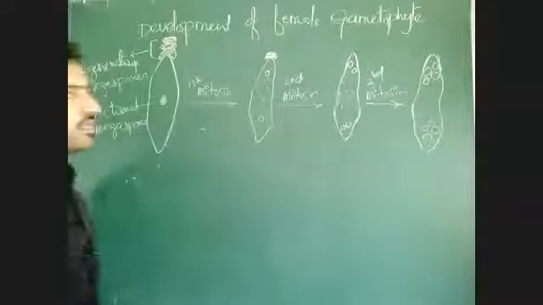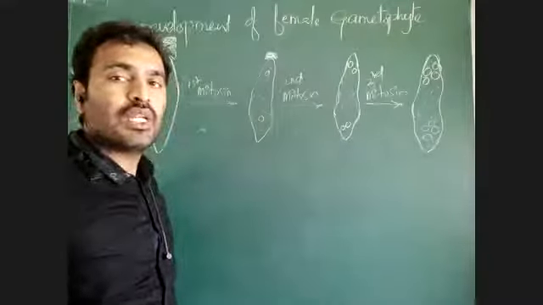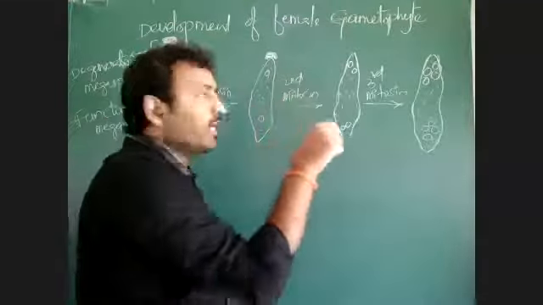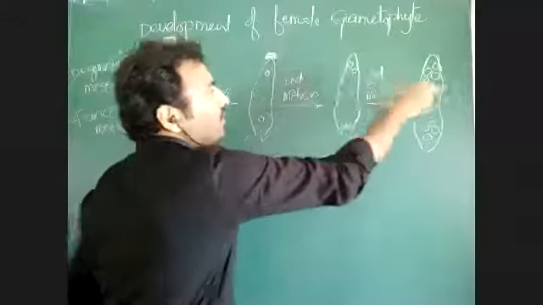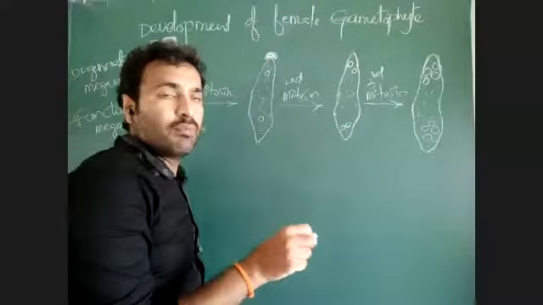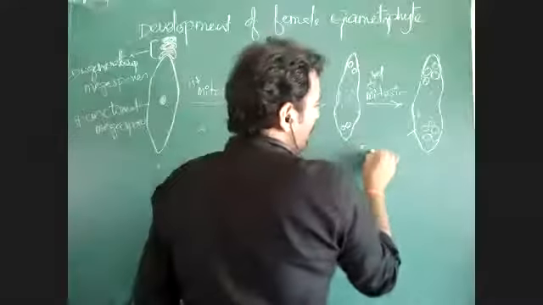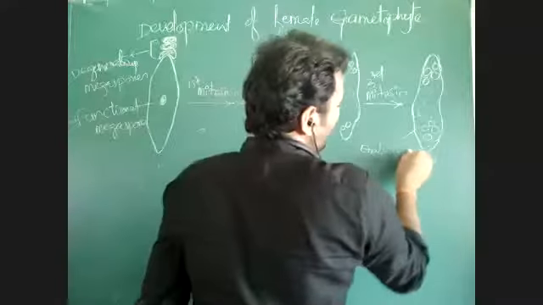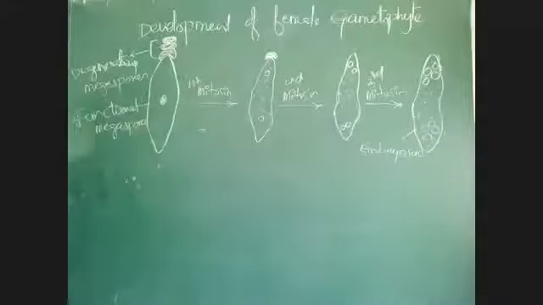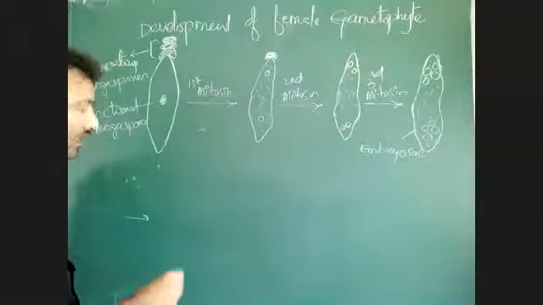Until this, only free nuclear division is taking place, where nucleus is dividing without formation of cell wall. So these are not cells, they are nuclei, because division is there without cell wall formation. That 8 nucleated megaspore is called embryo sac. Then this embryo sac, total 8 nuclei are there now.